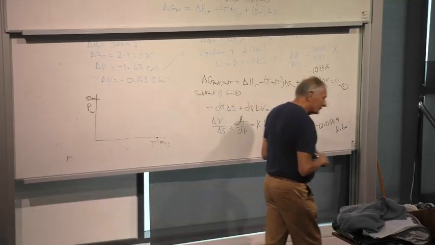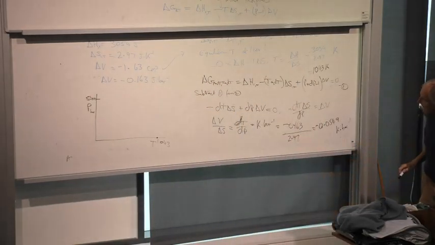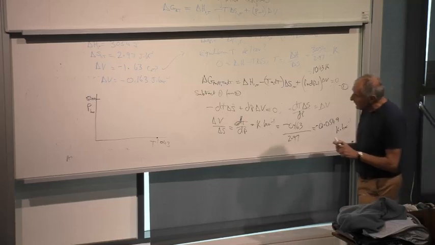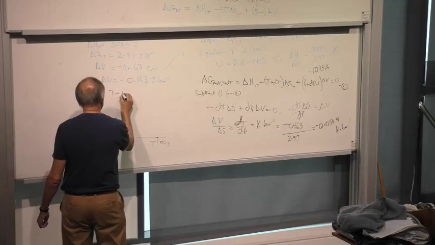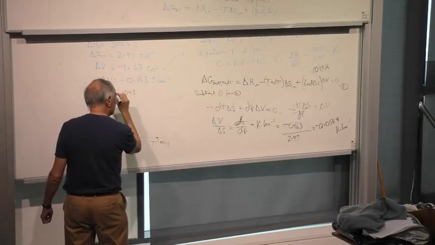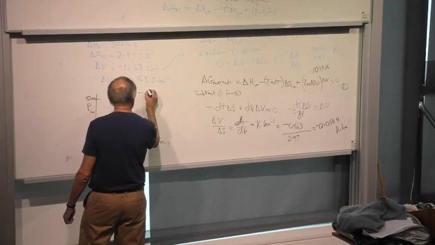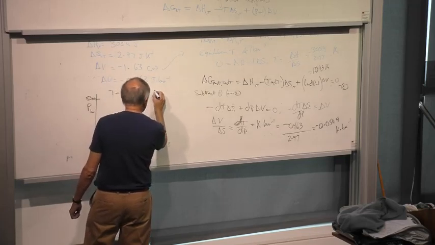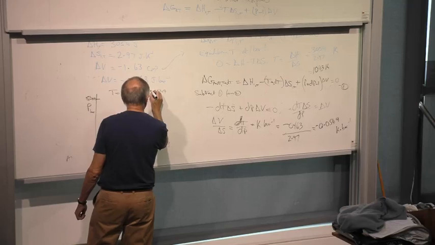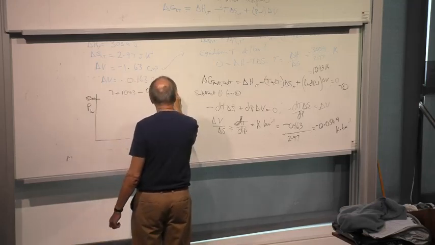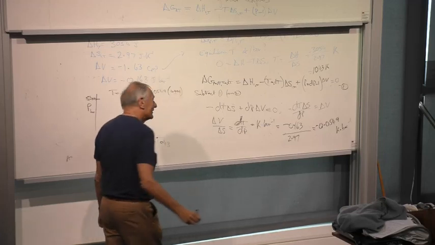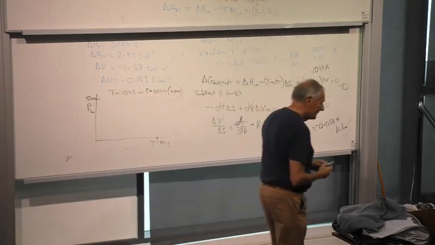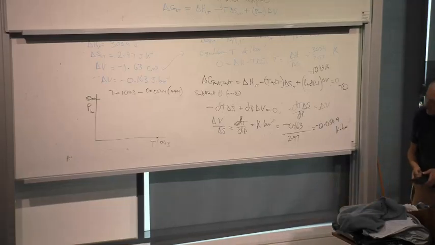Okay, so we're going up at 5,000, T is going to equal 1043, the value at 1 bar, minus 0.0549, which is the dP/dT, times 4999. So what's that? 768, I think.